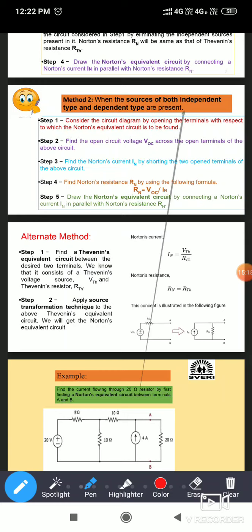Okay. Now these are the two methods. Now here, the alternate method. Alternate method means what? You can consider this as a third method.